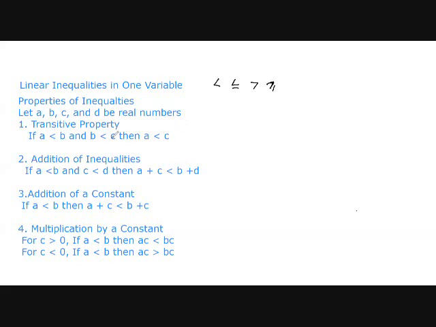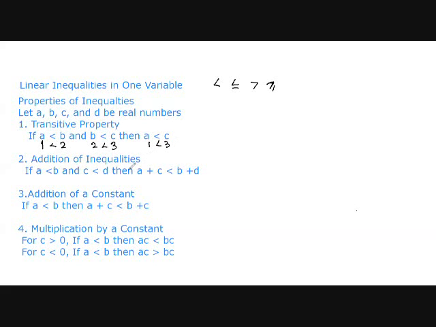Let's take a look at the first one, the transitive property. If a less than b and b less than c, then a less than c. For example, a equals 1 and b equals 2, so 1 less than 2. Then b is 2, and we let c equal 3, so we have 2 less than 3. Then a less than c.